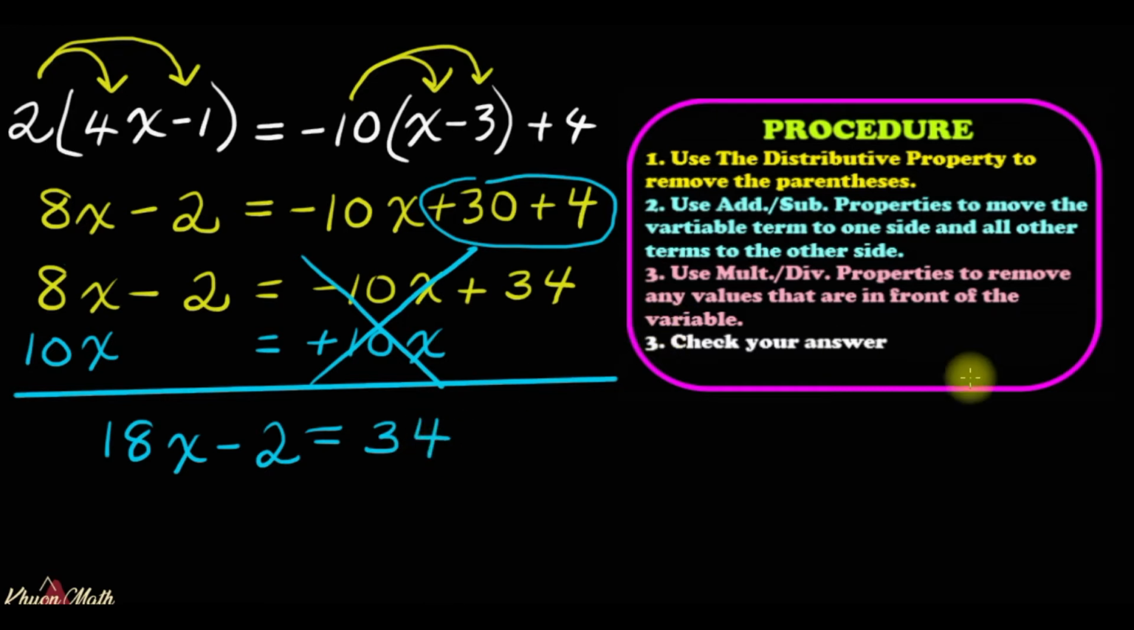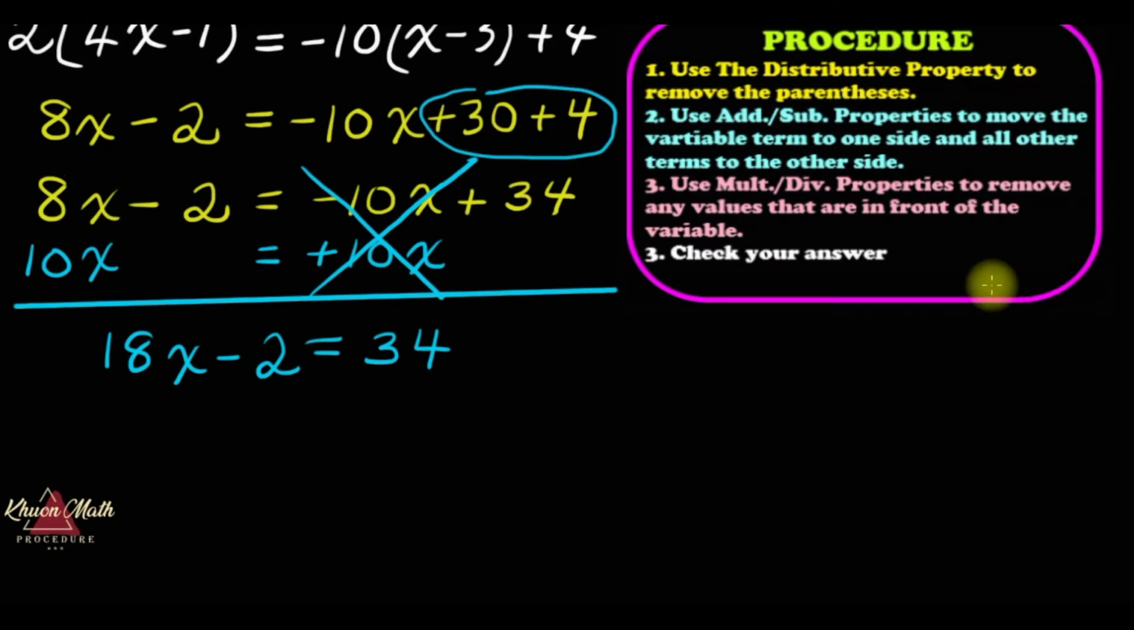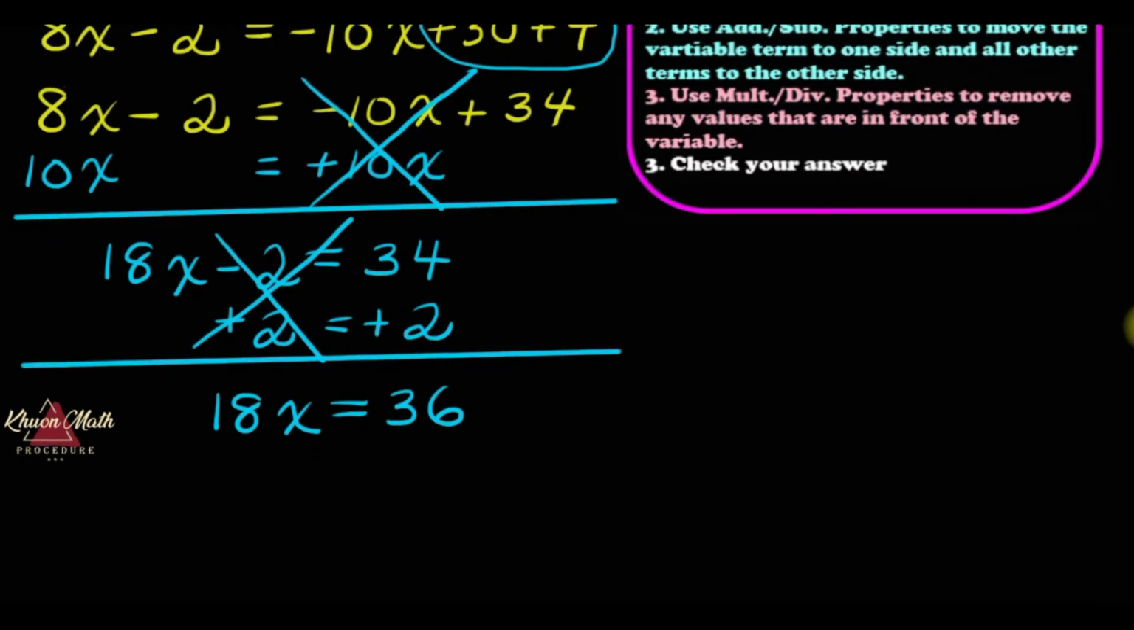Okay. We're still on step 2. And then we got to move the constant to the other side. So we got to move the negative 2. So how do we get rid of the negative 2? We add 2 to it. And then we add 2 to this side. All right, so here we have 18x. And then these two add up to 0. And then over here we have 36. Okay, so all that is step 2.